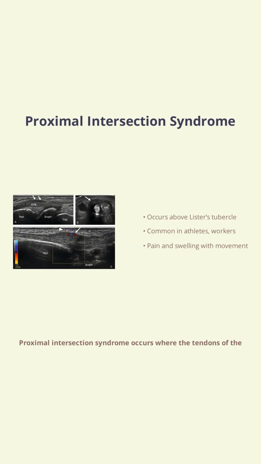Proximal intersection syndrome occurs where the tendons of the first dorsal compartment cross over those of the second compartment, about 4 to 8 centimeters above Lister's tubercle. It's often seen in athletes or workers who perform repetitive wrist movements. Symptoms include pain and swelling just above the wrist, sometimes with a squeaking sensation during movement. Imaging shows fluid and edema around the intersecting tendons, confirming the diagnosis.